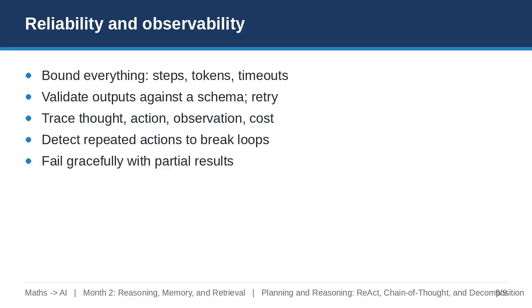Finally, production reliability. Bound everything: max steps, max tokens, and per tool timeouts. Validate structured outputs against a schema and retry on parse failure. Trace every step, including thought, action, arguments, observation, latency, and cost. These traces are your primary debugging tool. Detect when the agent repeats the same action to break loops, and always fail gracefully with partial results and a clear reason.